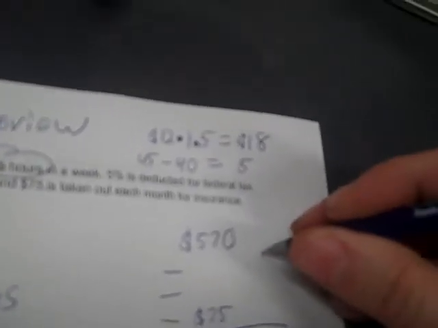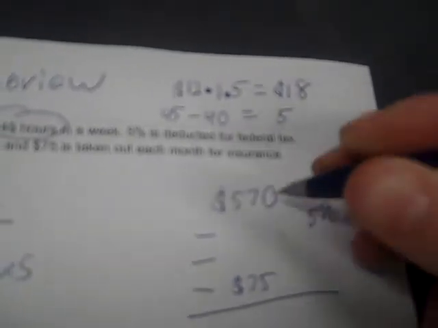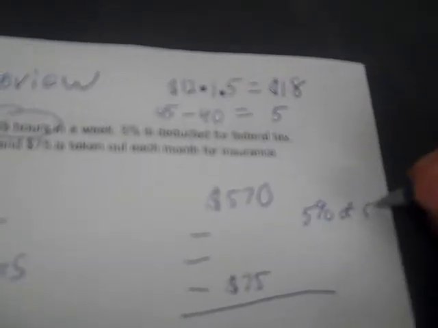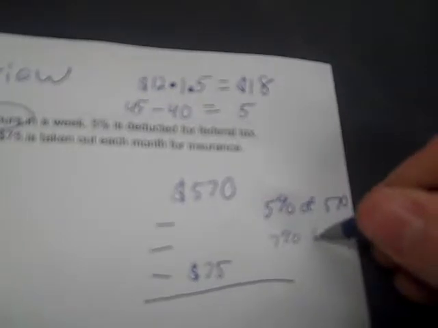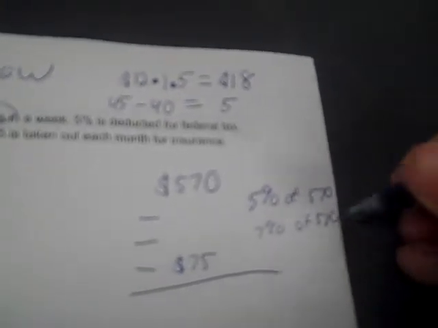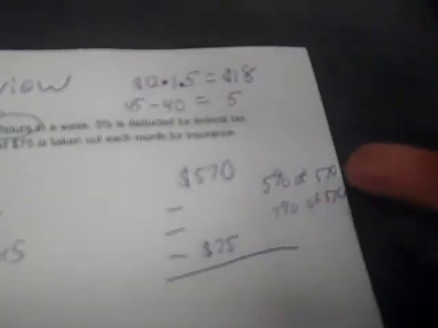Well, I need to find what 5% of 570 is, and I have to figure out what 7% of 570 is. Now you're going to want to be quick here with your calculator. So you take the 5 divided by 100, 0.05, and then of means times 570.